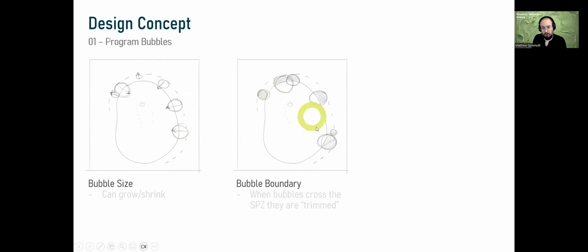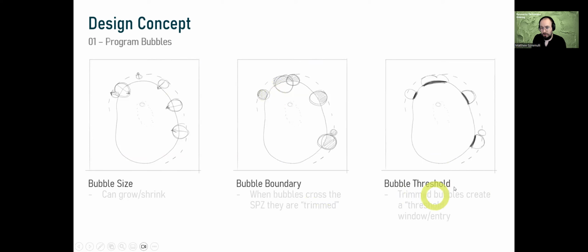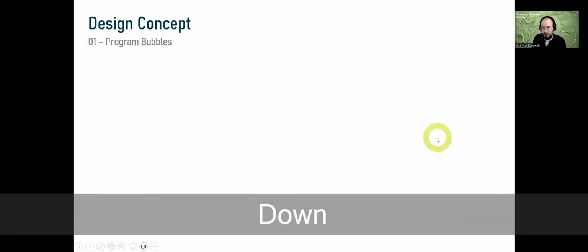We wanted it that when they crossed this special protection zone, they would get cut or trimmed. And that trim would create a threshold, a kind of window or entry or view looking straight towards that cave entrance.